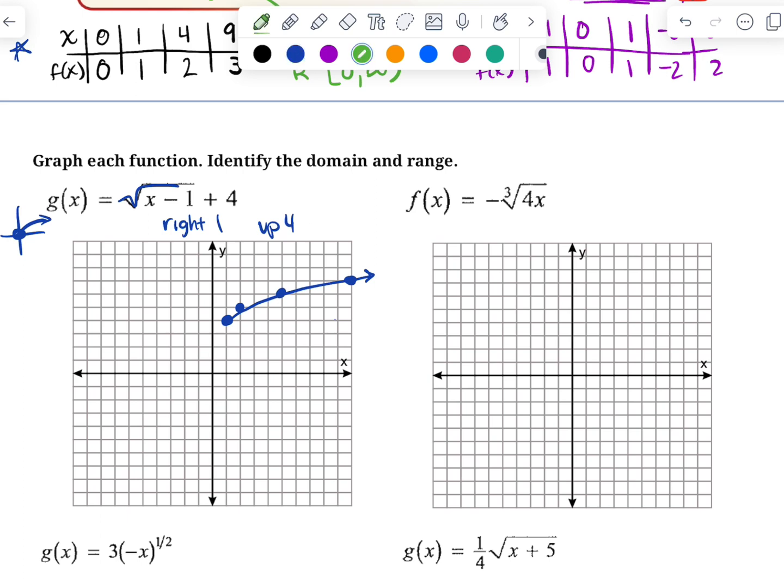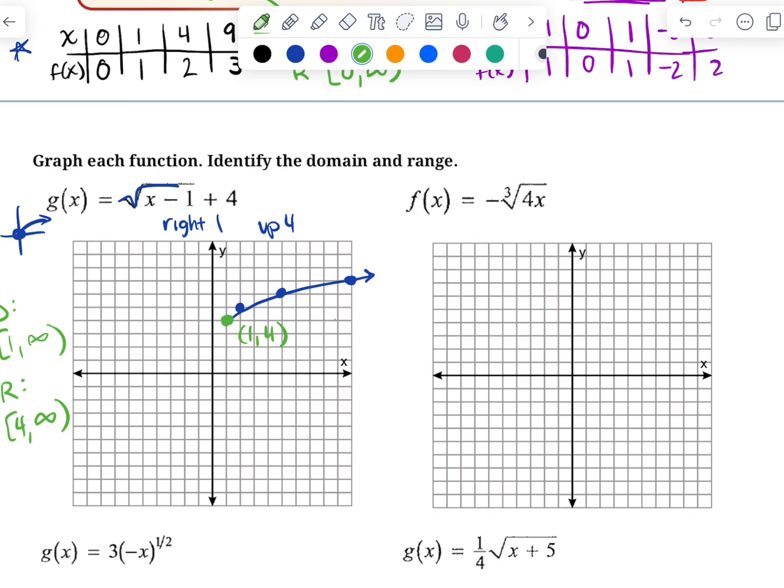So notice now that our starting point is here at 1, 4, that's going to affect our domain, which is now going to be from 1 to infinity, and our range, which is now going to be from 4 to infinity. Okay? Hopefully that makes sense.